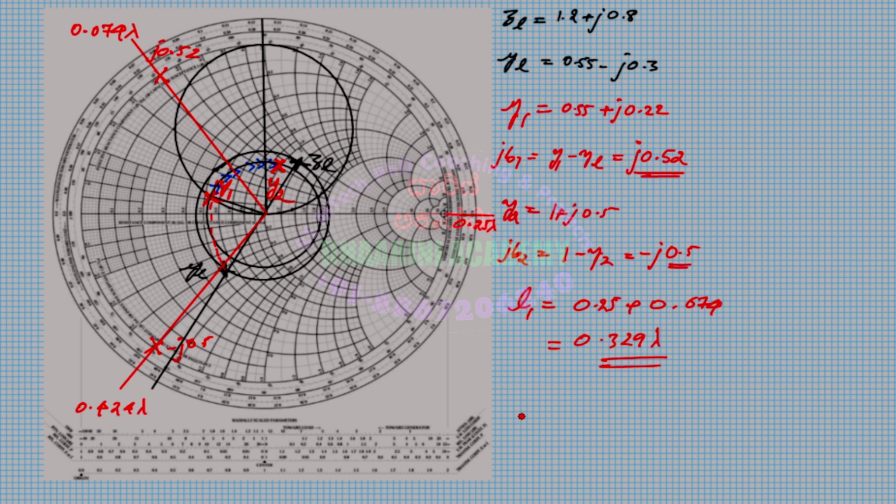0.329 lambda. Okay, similarly, L2 is equal to, apply the previous rule, right? So this 0.424 is actually counted from 0, I don't want that. So I have to subtract 0.424 minus 0.25. Perfect. 0.174 lambda. So we got both the required lengths of the stubs. Okay, so that solves the problem.